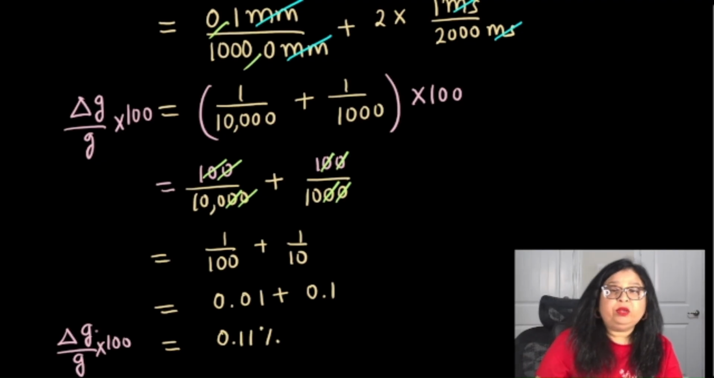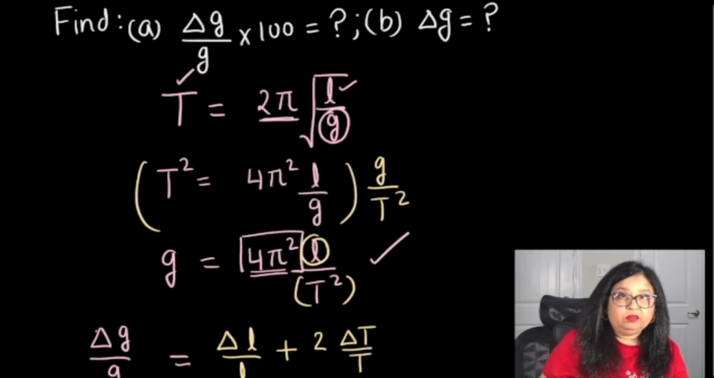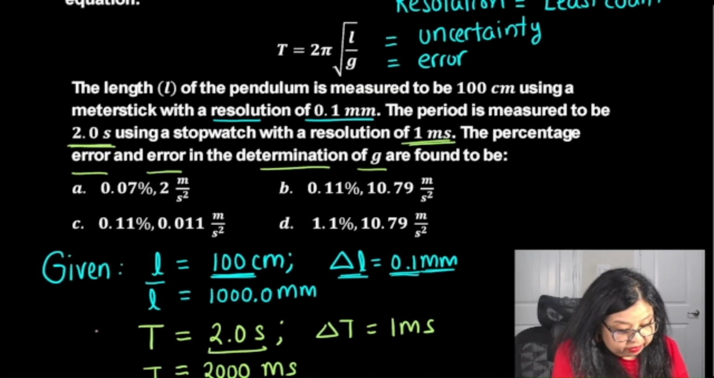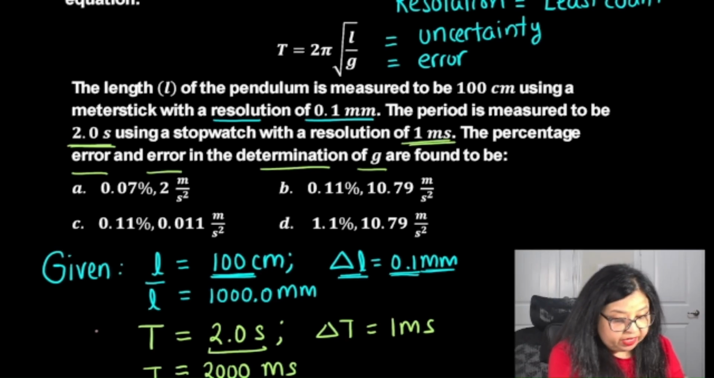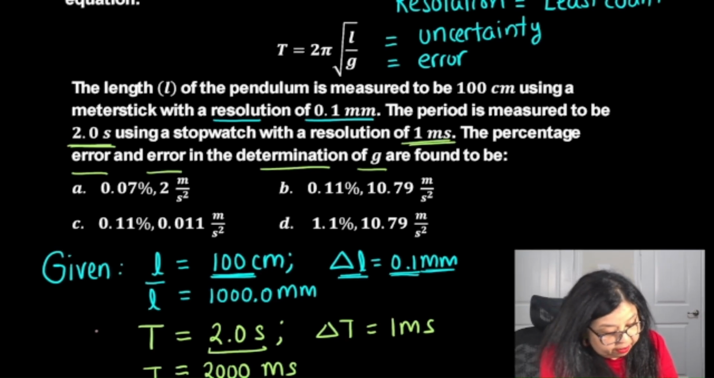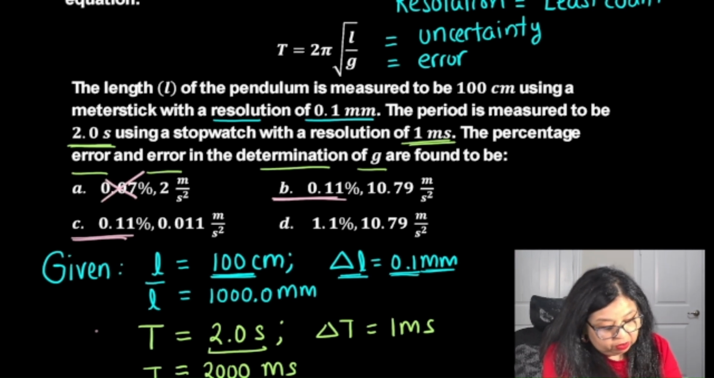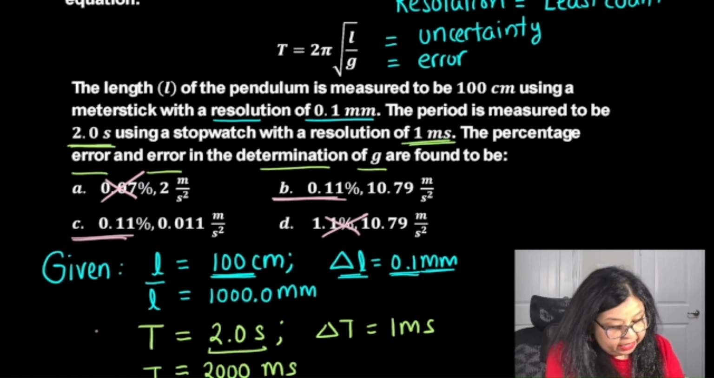So the percentage error in the acceleration due to gravity is equal to 0.11%. Now, since this is a multiple choice question, let's go back to our answer choices and see if any of these is equal to 0.11%. You see that B as well as C both have percentage error in acceleration due to gravity equal to 0.11%. So that rules out A and D. Next we need to see, out of B and C, which one is correct?